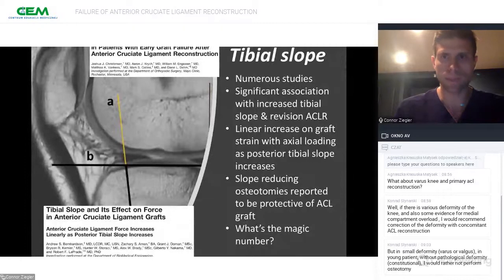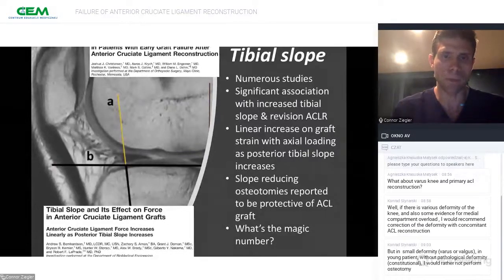Well, we discussed tibial slope, and there have been numerous studies that have linked increased posterior tibial slope to ACL graft failure. There's a significant association with increased tibial slope and revision ACL reconstruction. And there was some good biomechanical data that has come out recently showing a linear increase in graft strain with axial loading as posterior tibial slope increases. Slope-reducing osteotomies are reported to be protective of the ACL graft.